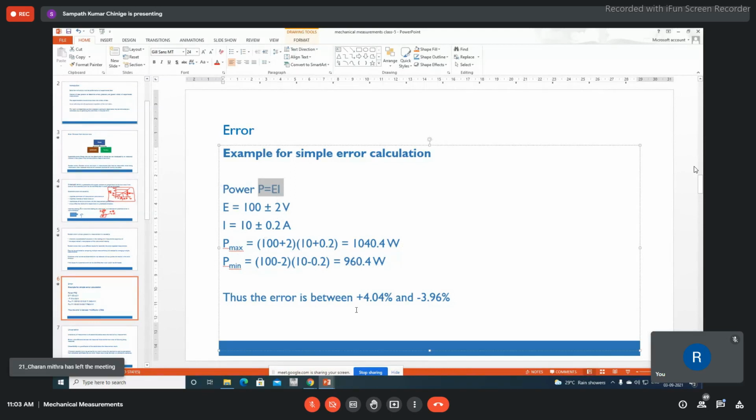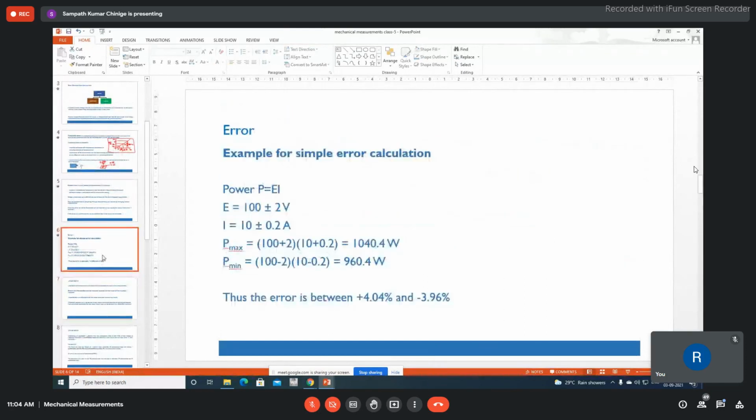Therefore, the error will be in between plus 4.04% and minus 3.96%. When it goes lower than this, it will be minus 3.96%, and if it is higher, the range is plus 4.04%. That is how you will calculate when you are having an equation with these deviations. Okay.